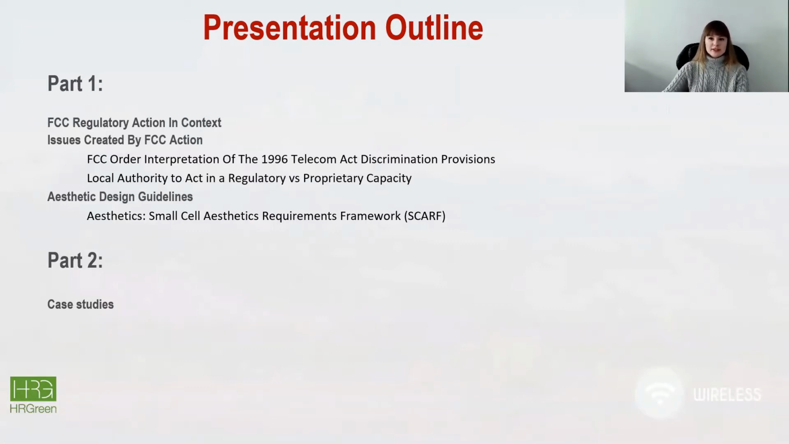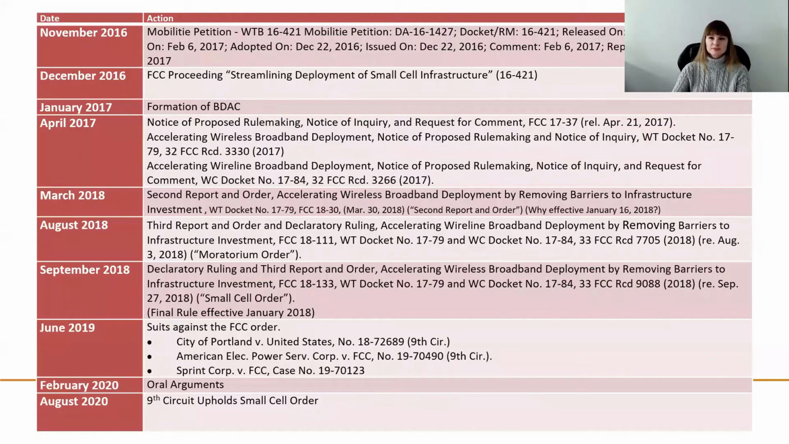In part 2 of this presentation, Ken will present example case studies of design guidelines that HR Green has worked on, which demonstrate how small cell federal and state requirements affect individual communities and how the aesthetic design principles introduced in this part of the presentation can vary depending on local conditions and circumstances.